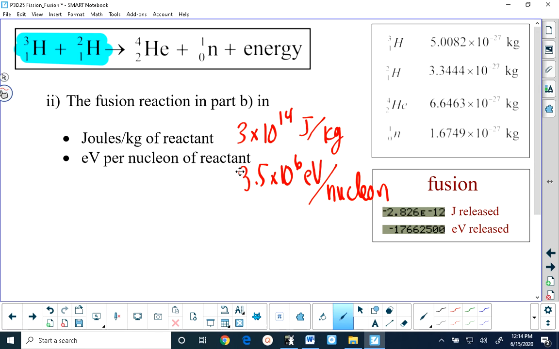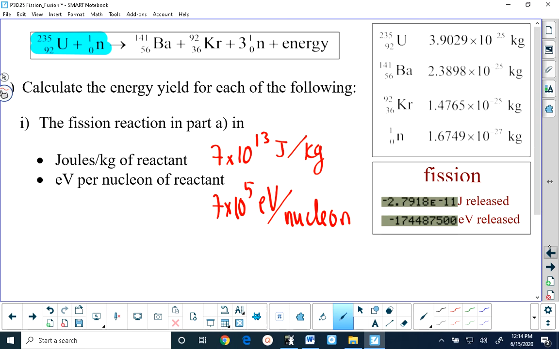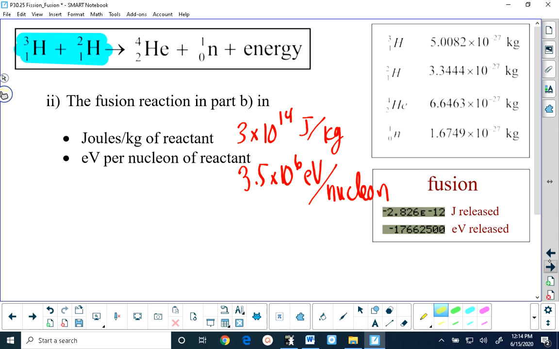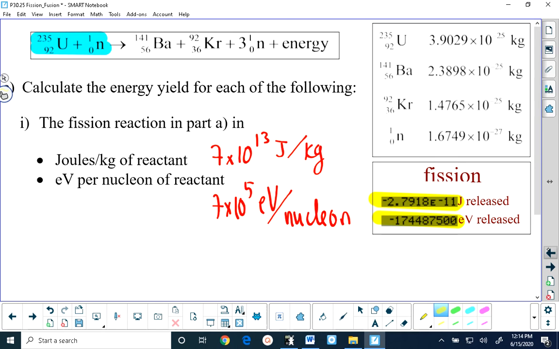And just to keep track of things here, everybody, even though the total energy produced during the fission reaction, I'm going to highlight it for you, of negative 2.79 times 10 to the negative 11 joules, or 174 million eV, was more than the energy produced by the fusion reaction, when you measure the energy content in joules per kilogram or electron volts per nucleon, fusion wins out. You get approximately, I'm looking at the fusion now, 3.5 million eV per nucleon. Whereas in the fission reaction, you're getting about 0.7 million eV per nucleon.